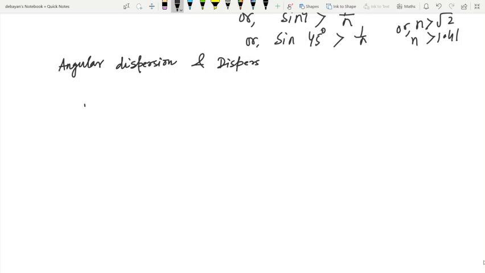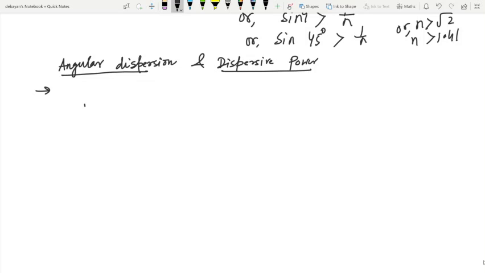If we talk about the definition, angular dispersion is defined as the difference in the deviations of the two extreme colors, red and violet, passing through a prism.